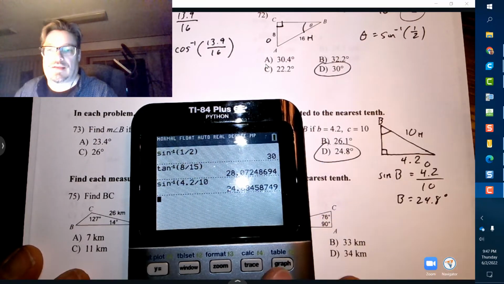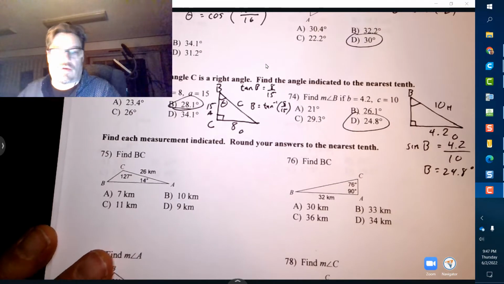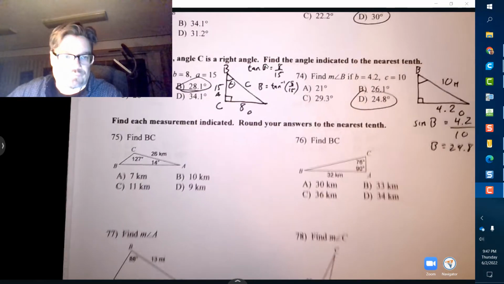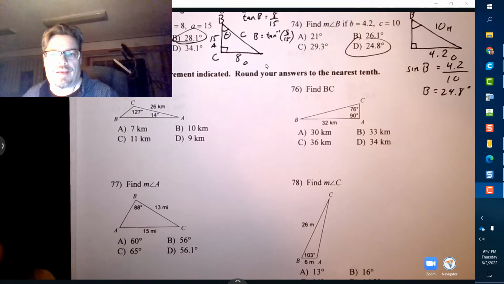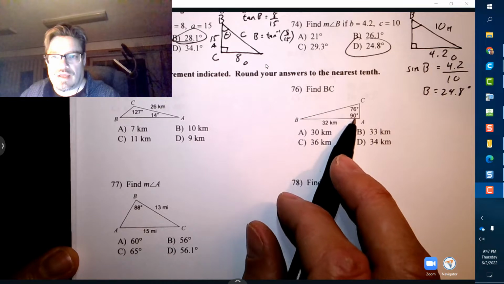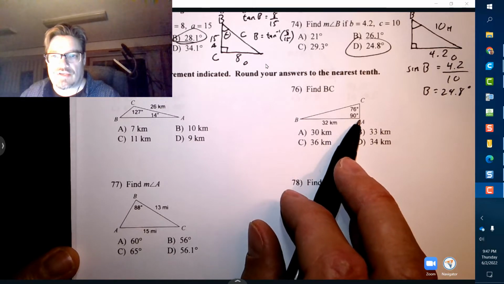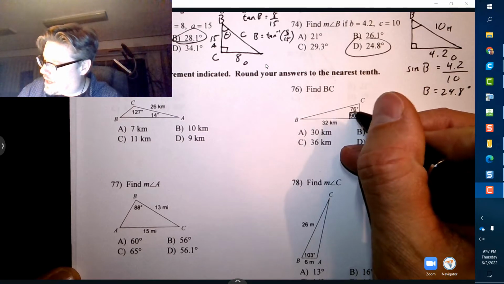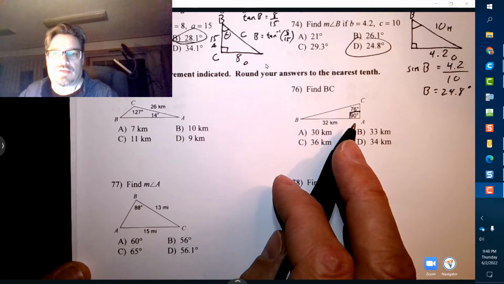Okay, and that's D. All right, so now we're getting into the non-right. Oh, that is 90 degrees. That's 90 degrees. All right, I could actually use a trig ratio there. That's kind of cool. That was luck. So we're going to use a trig ratio for that.